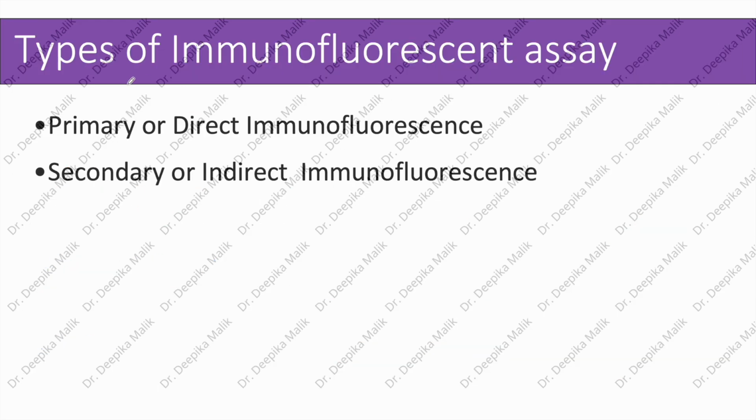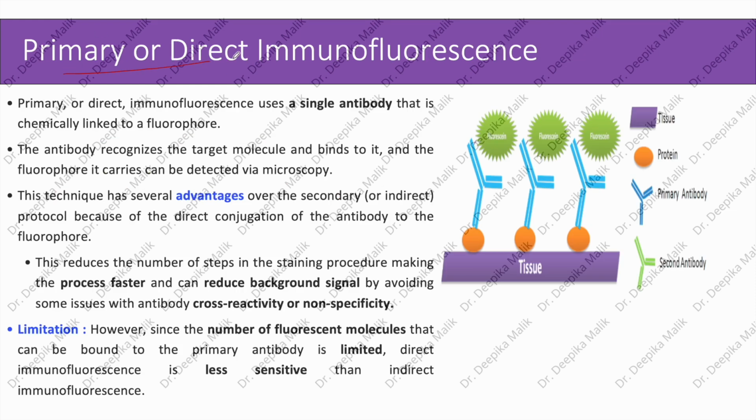Types of immunofluorescent assay. They can be of two types, first being primary or direct immunofluorescence and second, secondary or indirect immunofluorescence. Now let us discuss one by one. Primary or direct immunofluorescence. It uses a single antibody that is chemically linked to a fluorophore. As you can see here in the diagram, this antibody is linked to fluorescein. The antibody recognizes the target molecules and binds to it, and the fluorophore it carries can be detected via microscopy.